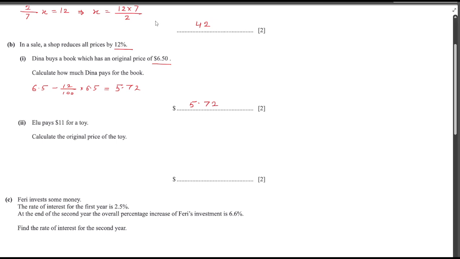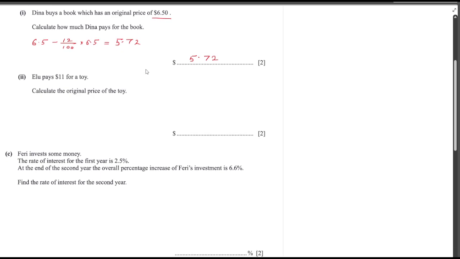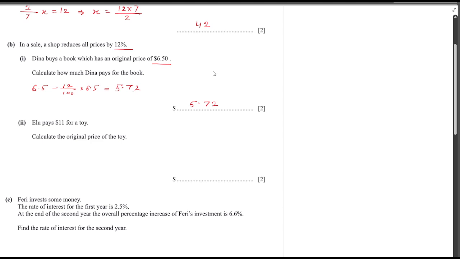Okay, now as the price is reducing, you must understand that your final price should be less than the initial price. Now Ilu pays 11 for a toy. Calculate the original price of the toy. Now understand that there is a reduction of 12% on the original price. Many times students make a mistake: on the final price, which is 11 given here, they apply 12%. They add it, as the initial cost should be more, but this is absolutely wrong. Your reduction should be on the cost price.